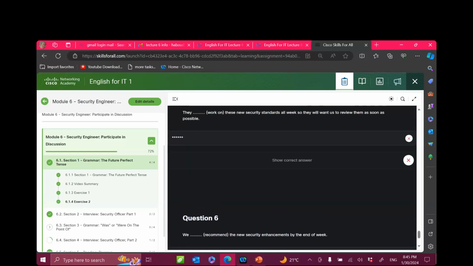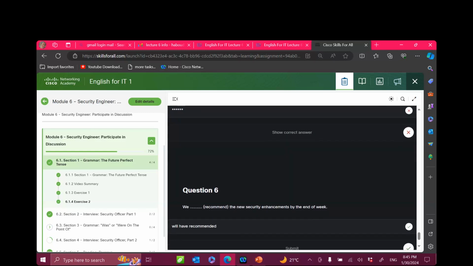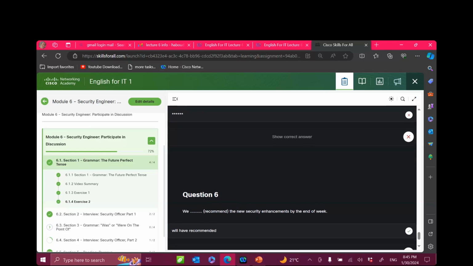Next, we recommend the new security enhancement by the end of week. By the end of week. So it means once I have by and then a certain point in the future, the right answer will be will have recommended. Future perfect.